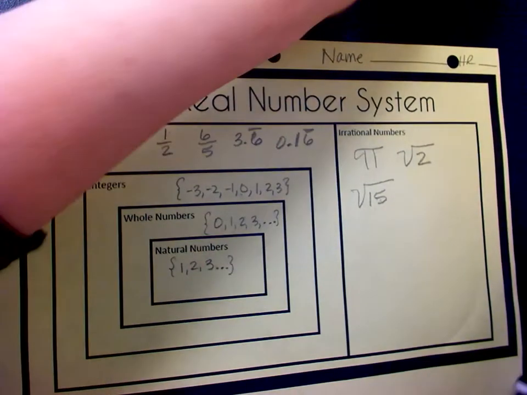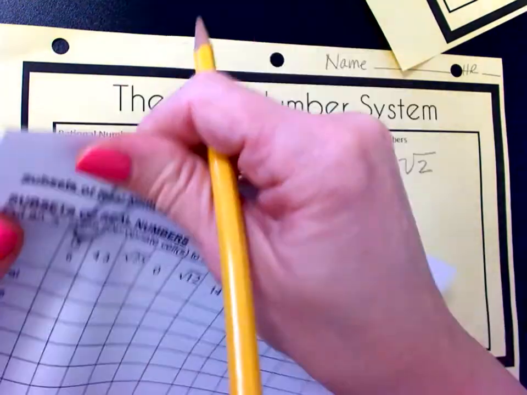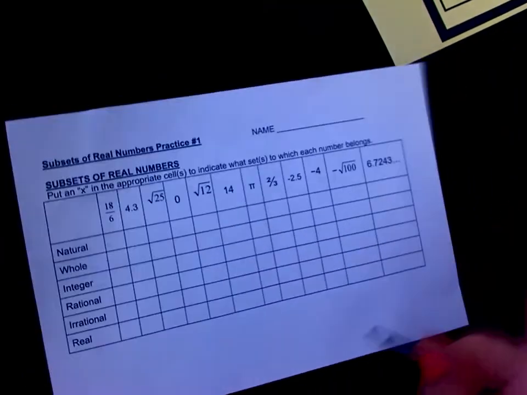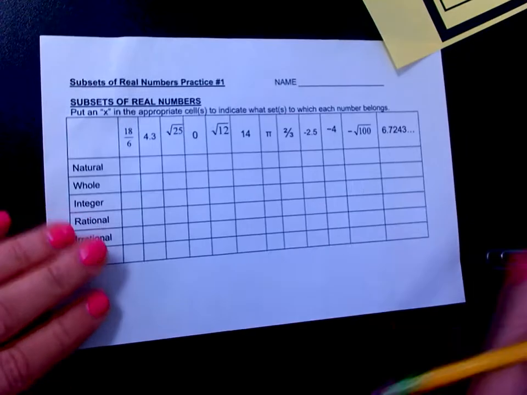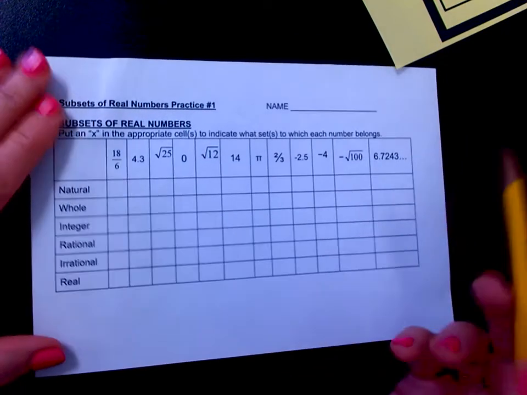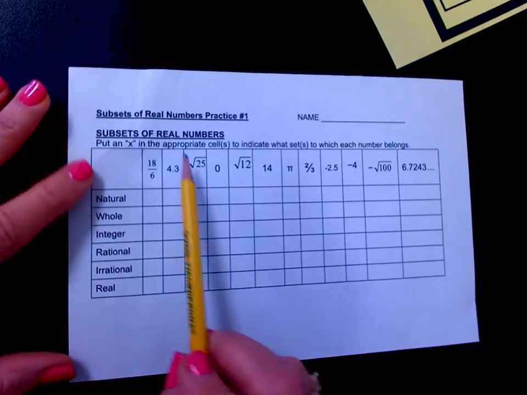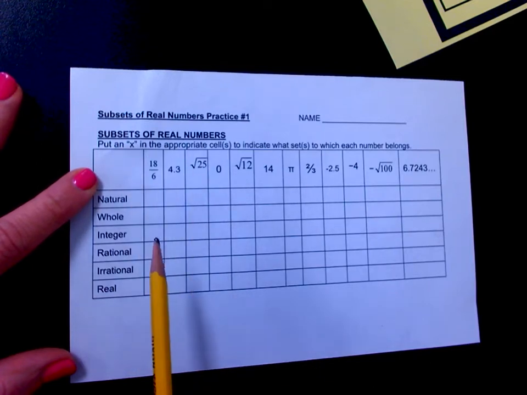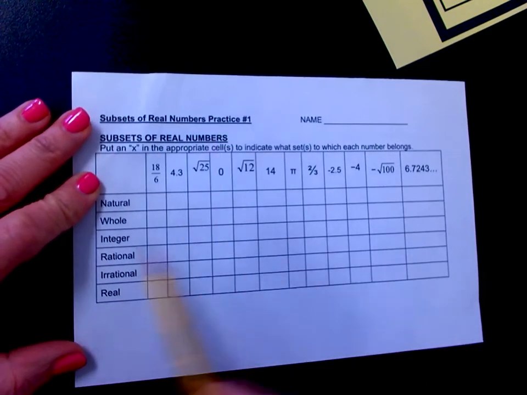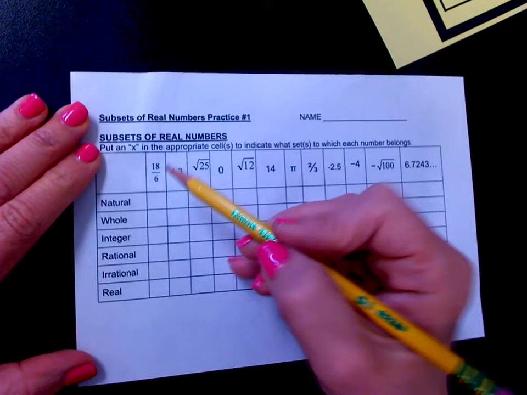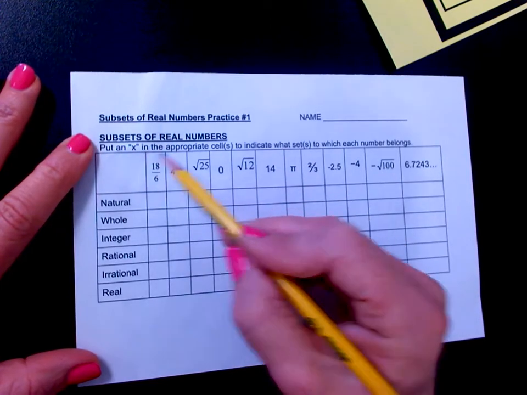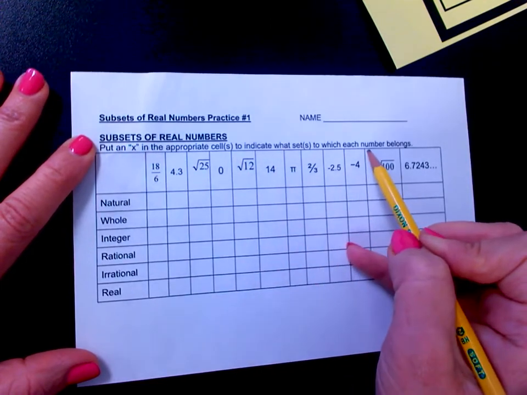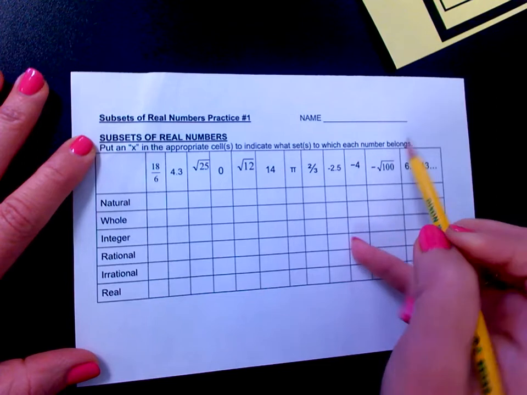You are then probably going to watch a second video about how to fill out this chart. Actually, no, I'm going to go ahead and do it right now. So what this is, is just practicing identifying the real number system. So practice number 1. Now, I'm not going to do all this for you, but I'm going to show you. Now, put the X in appropriate cells that indicate which set each number belongs.